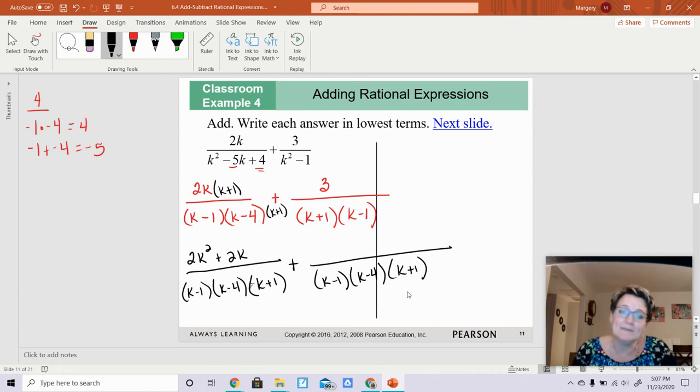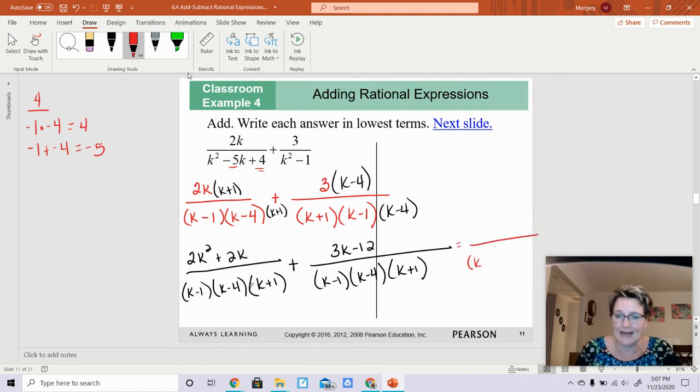Now, what's missing from here that's down here? Well, there's a k minus 1, there's a k plus 1, but there's not a k minus 4. So that means you got to put a k minus 4 here, and you also have to do a k minus 4 here. You do have to distribute. 3 times k is 3k. 3 times negative 4 is negative 12. Now, the denominator is exactly what it is. Let me just write them all out. All right, it's whatever this is here.